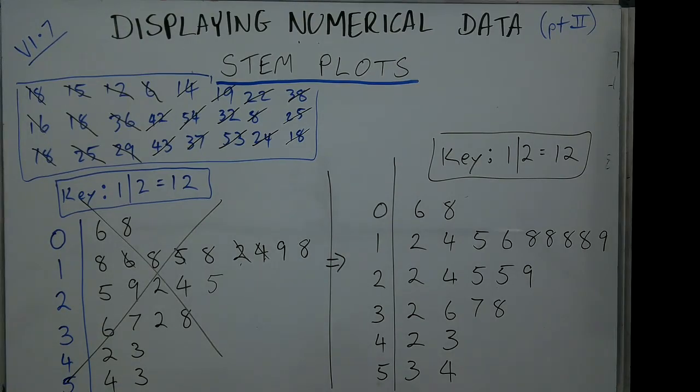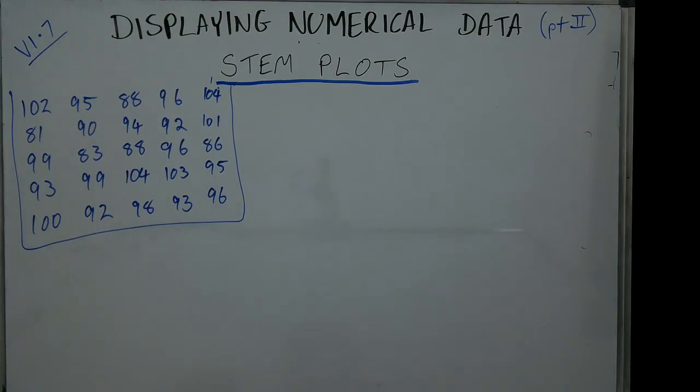Okay, so let's do one more example. Okay, so here's the next example. So this is, I think, the same data that we looked at earlier, the tree girth measurements. Represent the forest as tree girth measurements in the form as a stem plot using class intervals of 5 centimeters.